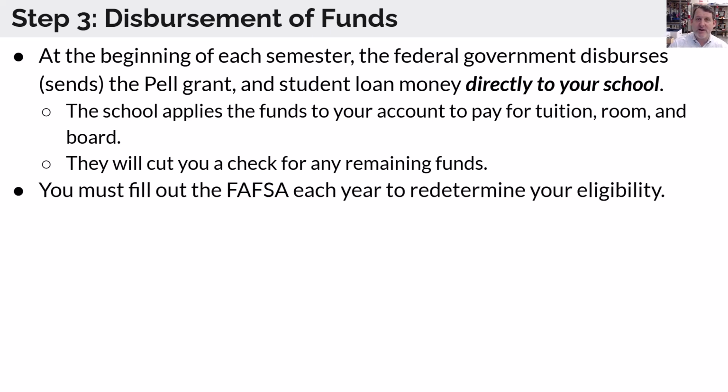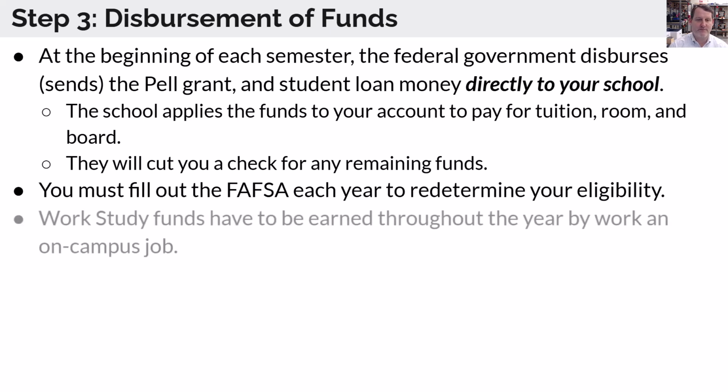And then each year you're in school, you've got to fill out the FAFSA to redetermine your eligibility. In case something happens with the financial status of your family or you while you're at school, you might be able to get more financial aid, or less if your family's doing better.